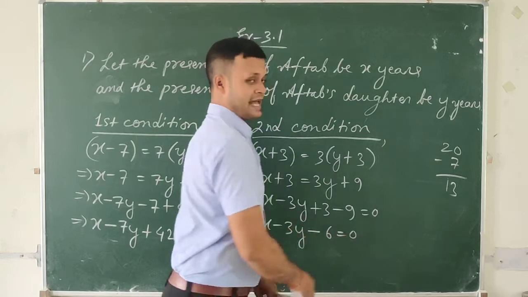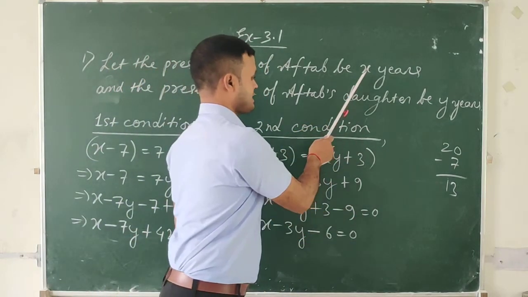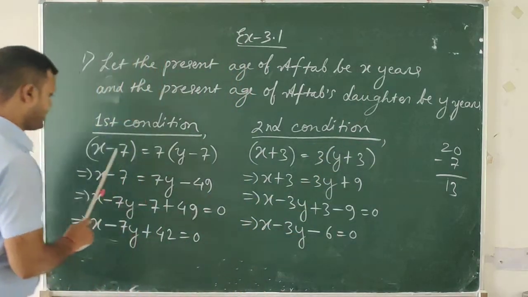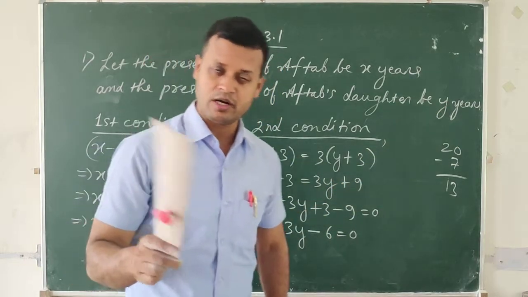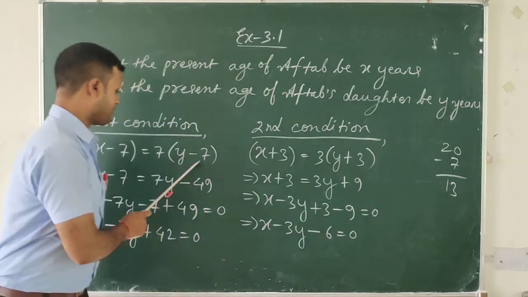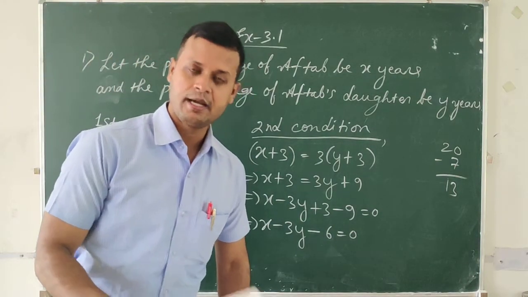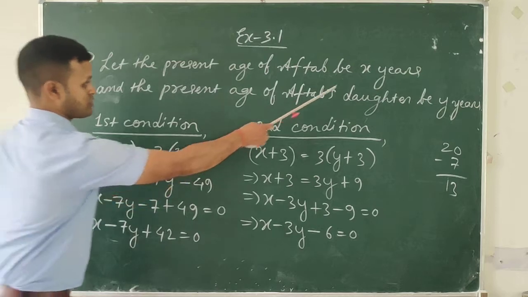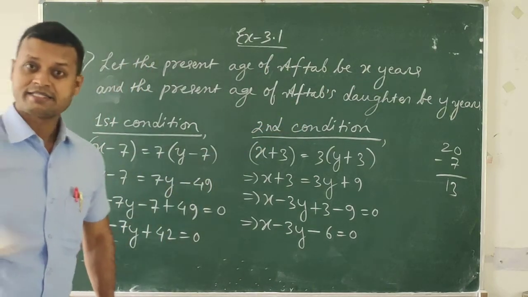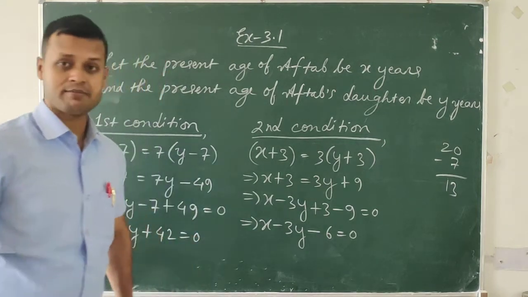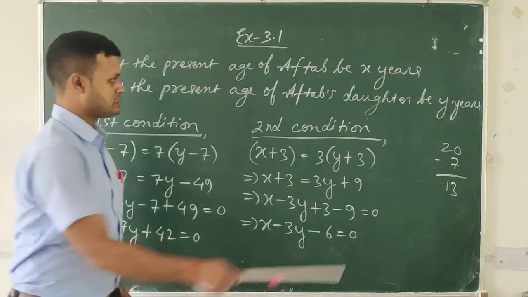So if the present age is x, students, what will be the age before 7 years? x minus 7. And the present age of his daughter is y. What will be her age before 7 years? y minus 7. Understood? And Aftab is saying to his daughter that before 7 years, my age was 7 times of yours. That means 7 times of the daughter's age. So 7 into y minus 7. Isn't it? 7 into y minus 7.